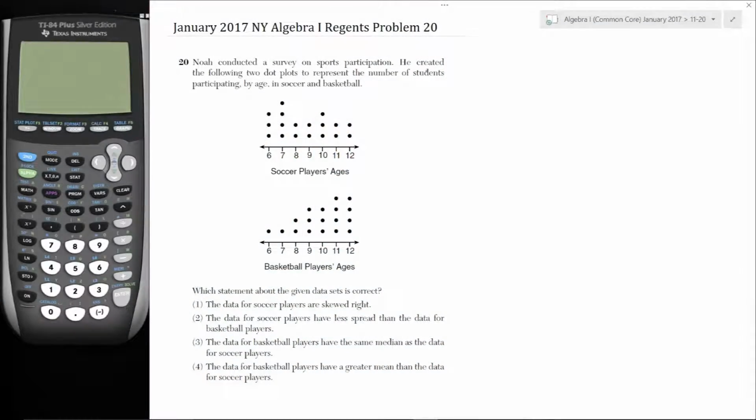Here's problem 20. Noah conducted a survey on sports participation. He created the following two dot plots to represent the number of students participating by age in soccer and basketball. I look briefly at the diagrams. So I see the clumping over here. Soccer players, I read from 6 to 12. Basketball from 6 to 12. Briefly, I'll look more deeply later. That's what I always do.